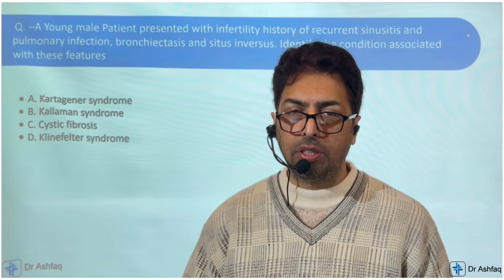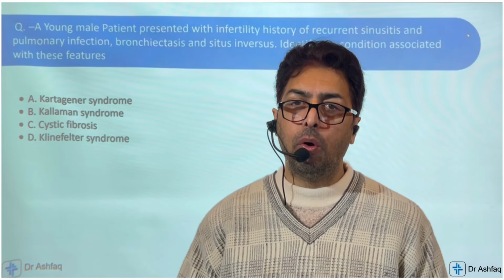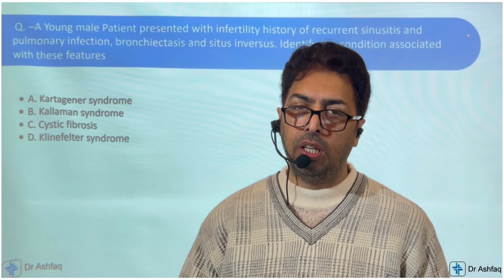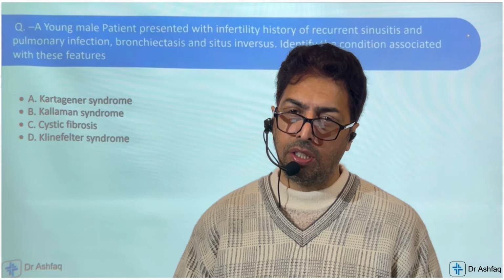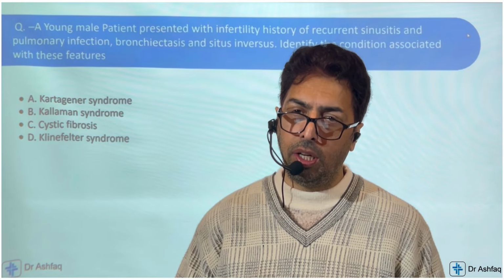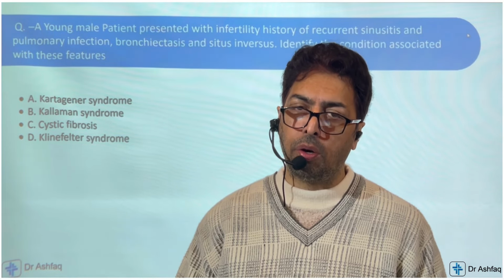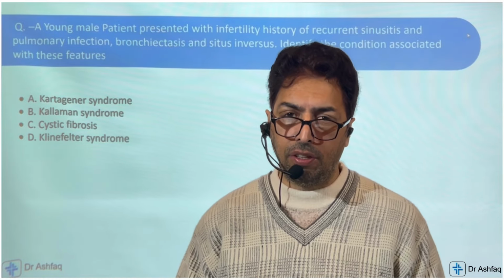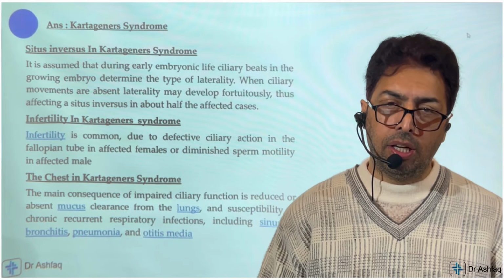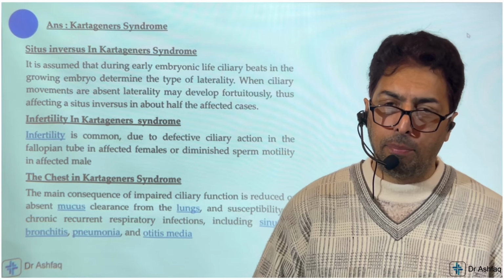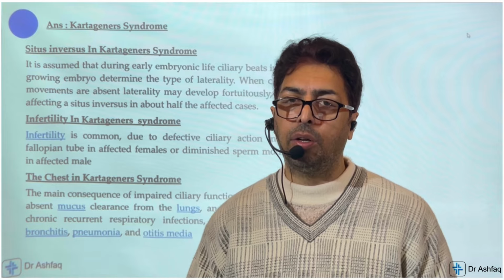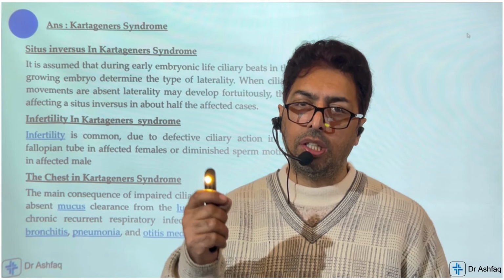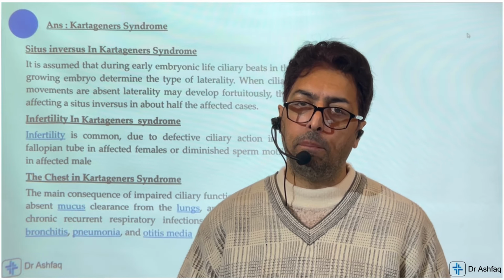That patient is predisposed more to recurrent sinopulmonary infections. He or she can develop bronchiectasis as well, with accumulation of mucopurulent or purulent matter within the distal airways, and situs inversus, because in this patient during embryonic life, the cilia could not maintain the laterality of the organs. So he or she will be presenting with three important things.